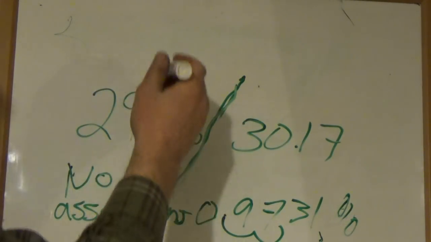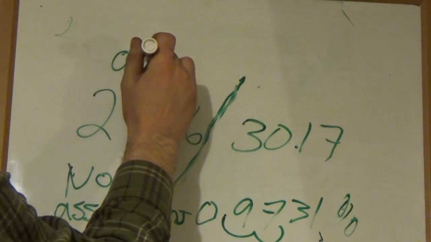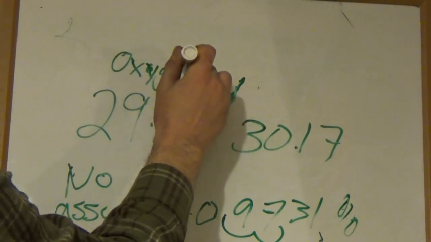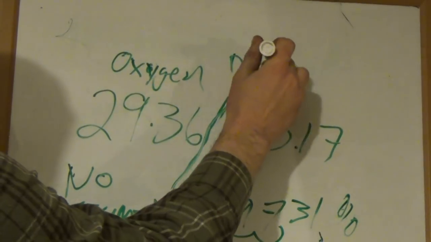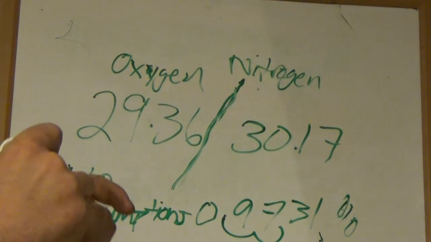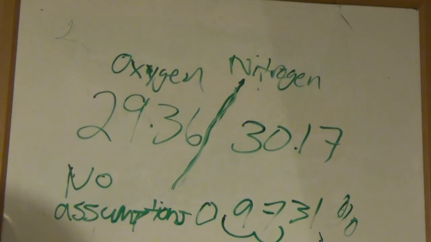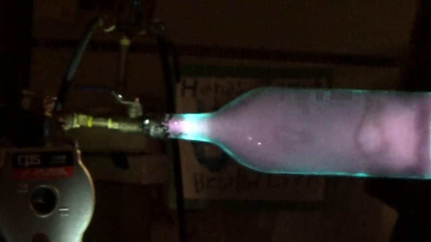And also, I do have oxygen and nitrogen, which make up most of the atmosphere, as well as argon in the atmosphere. So we're going to be experimenting with all of those as well, and that should help give us a slightly better idea of what we're dealing with here inside of the plasma chamber.